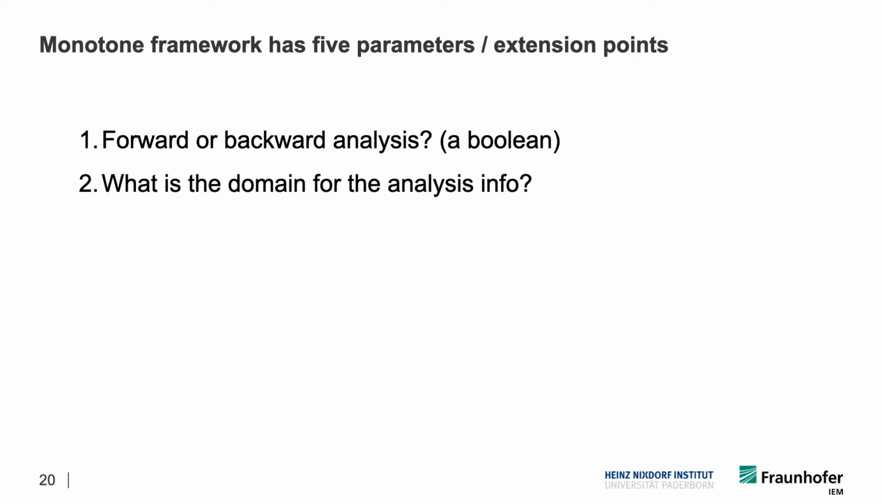Then also we need to determine what is the so-called domain for the analysis information. So in the previous example that I showed you with the constant propagation, you saw that I had these environments, right? So they were mapping variables to numbers. And that could be one example domain of analysis information. So that mapping type basically would then be the so-called domain.